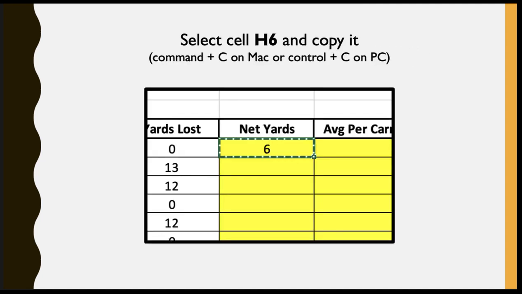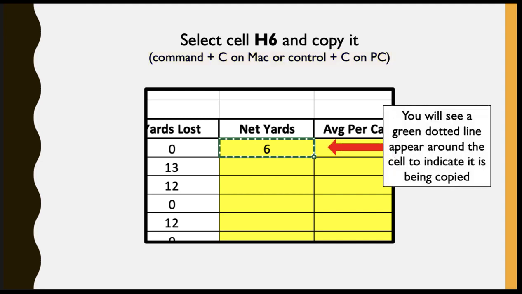All you have to do is select cell H6, Anderson's net yards, and copy it. The shortcut is to click Command-C on a Mac or Control-C on a PC. You will see a green dotted line appear around the cell to indicate it is being copied, okay? Now, Excel doesn't just store this forever the way that Word or PowerPoint will. If you click around and start doing something else, this cell is no longer copied, okay? And you'll notice that the dotted green line will disappear. So make sure that you see those green dotted lines.